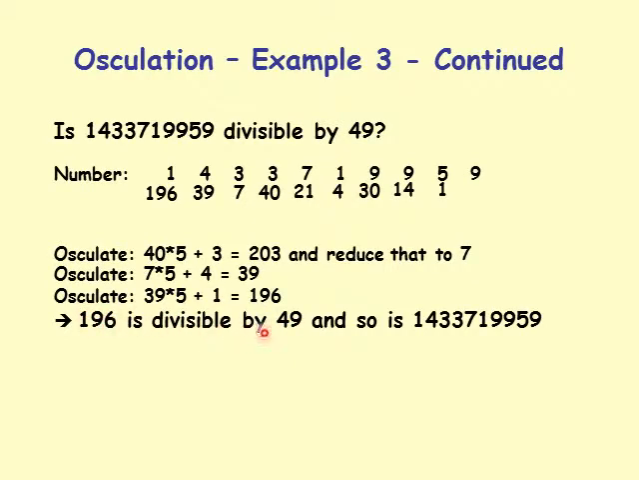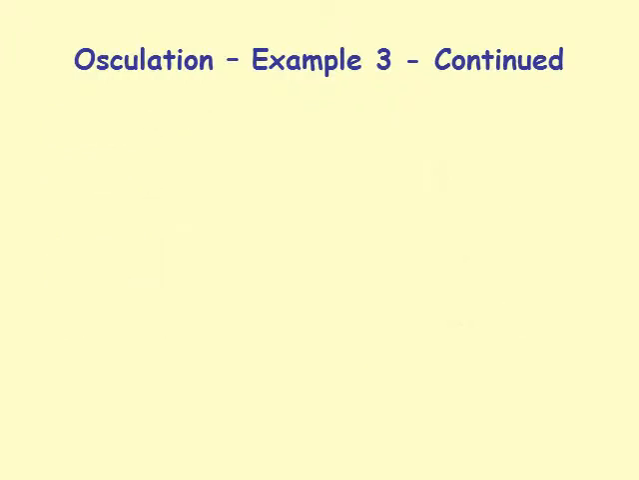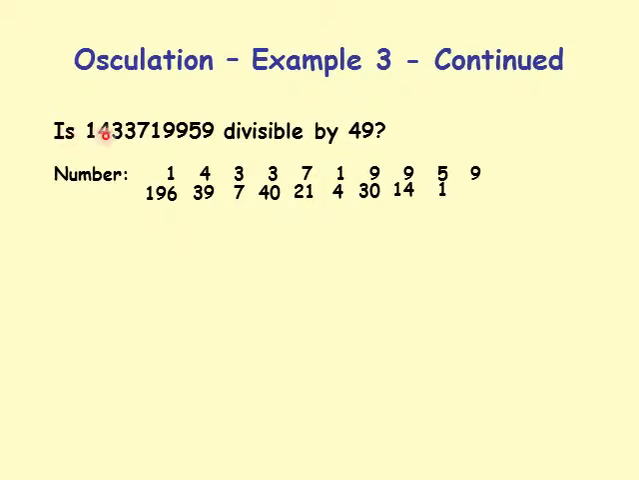196 is a multiple of 49, and so is 1433719959. So we have just concluded that this large number 1433719959 is divisible by 49. Let's stay with the same example again for a while. So far we have decided that this number is divisible by 49. We went through the osculation steps, and the last number we had is 196.